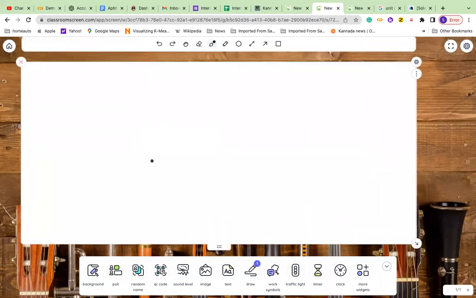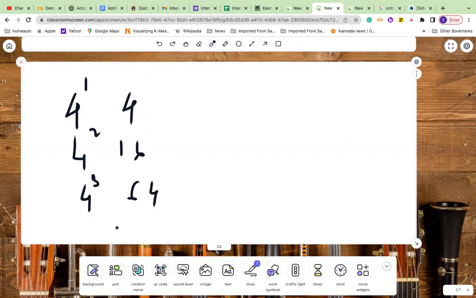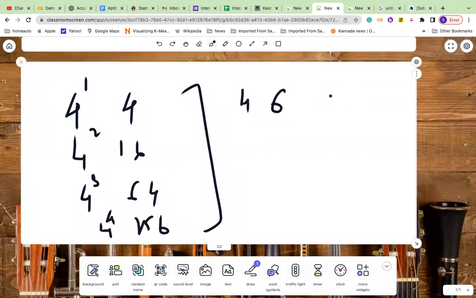See, 4 to the power of 1 is 4. 4 to the power of 2 is 16. This you understood, correct? Pattern cycle. 4 to the power of 3 is 64. And 4 to the power of 4 is 256. So now I understand the cyclicity of 2. So 4 and 6, this is a 2 cyclicity.